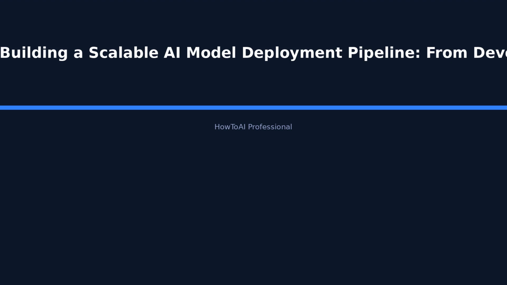Conclusion. In conclusion, building a scalable AI model deployment pipeline requires careful planning and execution. By integrating CI/CD practices, you can automate testing and deployment processes, enabling faster iterations and more reliable releases. Remember, the key stages of the deployment pipeline include data collection, model training, deployment, and monitoring. By leveraging various deployment strategies and scalability considerations, you can ensure that your models perform optimally in production.